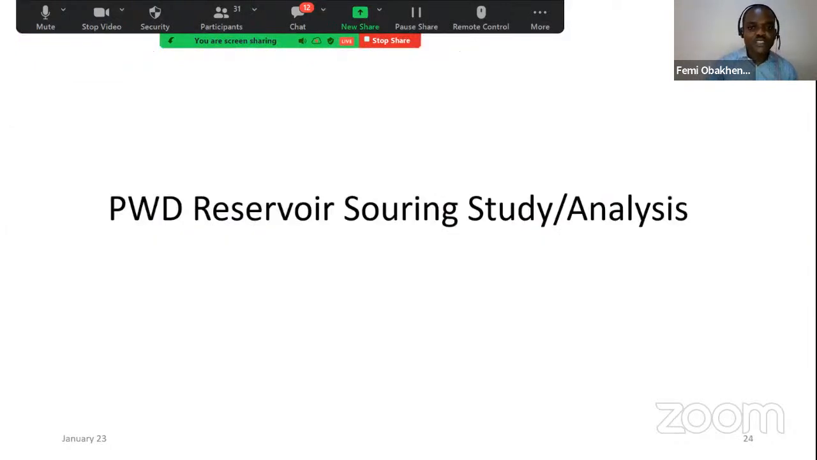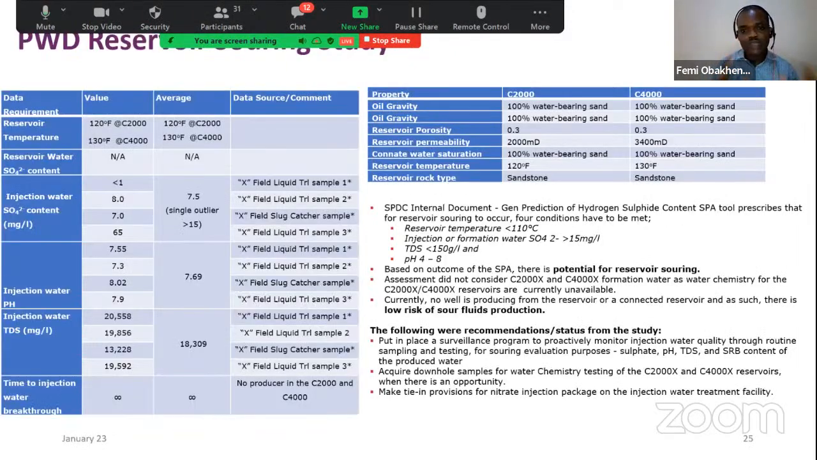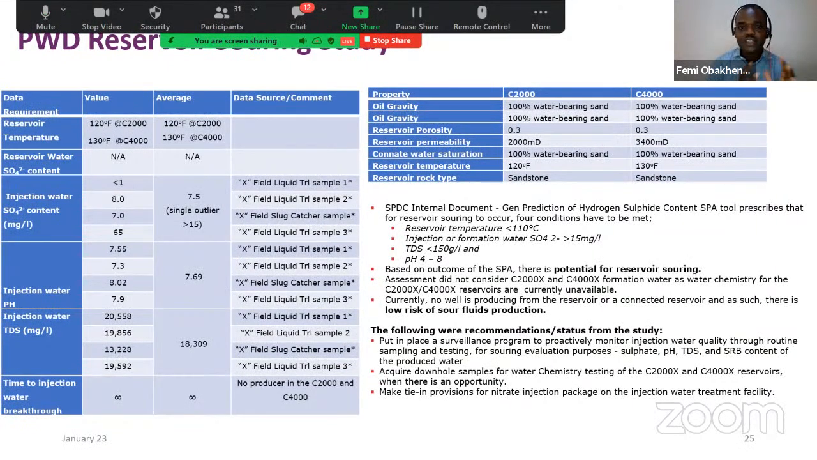And another very important subsurface aspect is souring study. Don't mind the lot of text that you have, but the summary here is you need souring analysis. What that does is it checks the water you want to inject: how compatible is it with the fluid in the reservoir that you are injecting into?